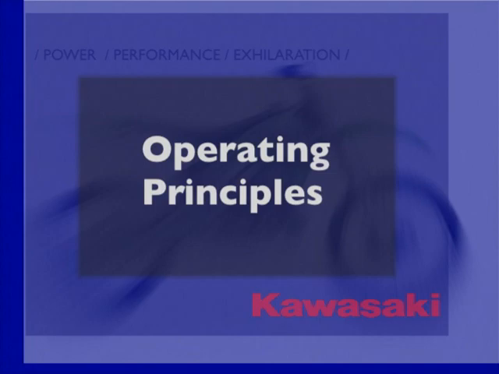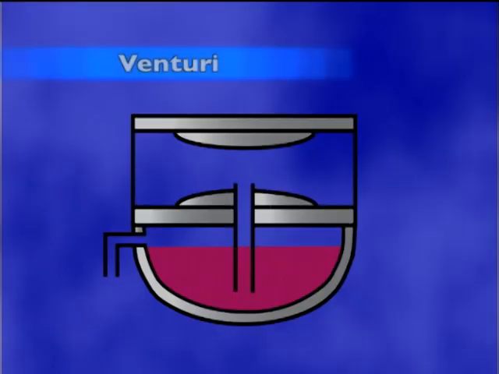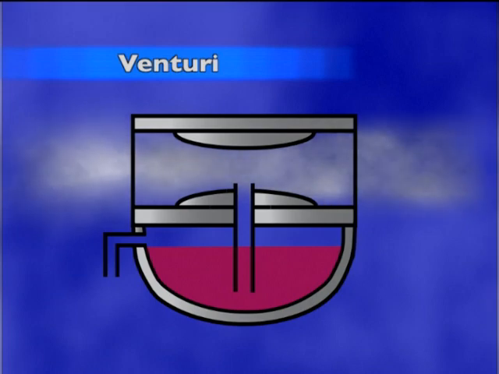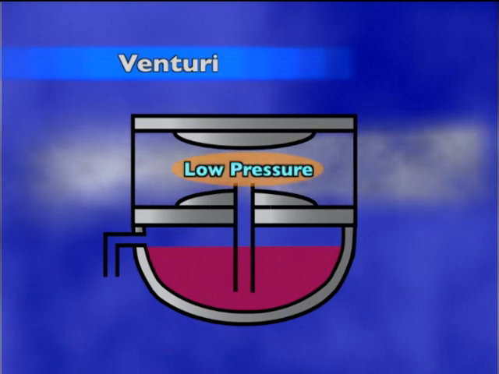This is done with the help of a venturi. A venturi is a short tube with a tapering constriction in the middle. As air is drawn through the venturi, its speed increases because of the smaller area of the passage. As the air speed increases, there is a corresponding reduction in air pressure within the venturi.